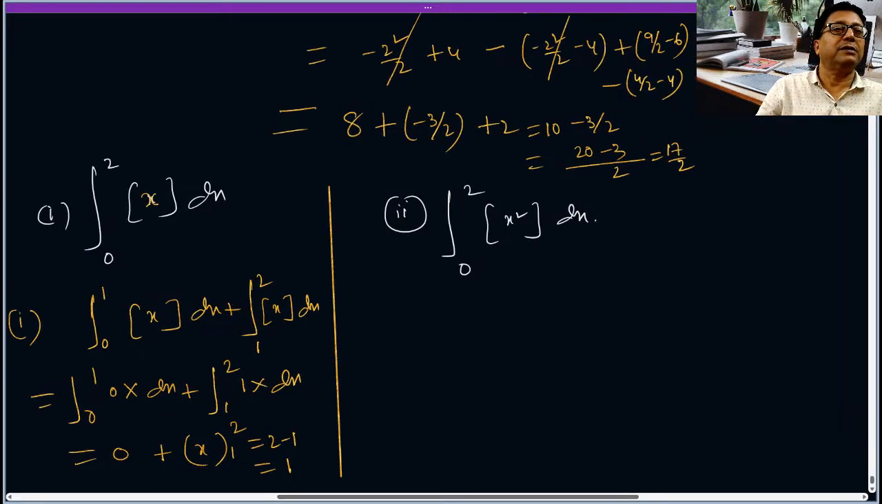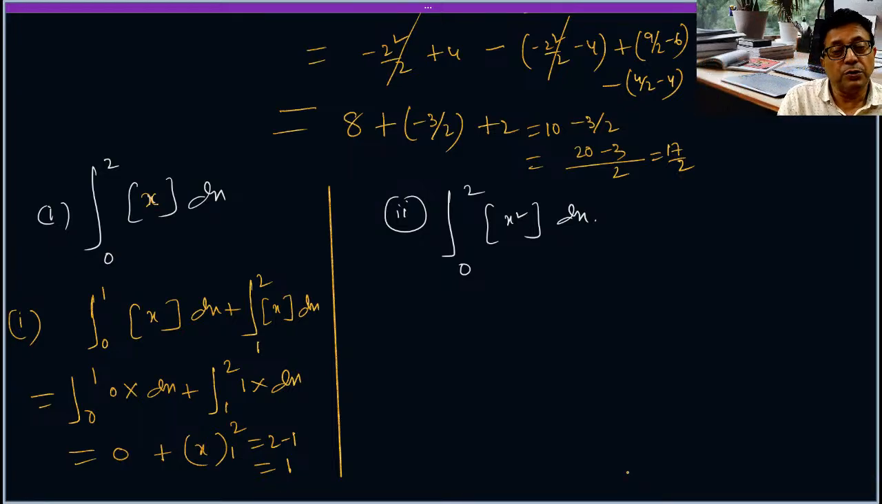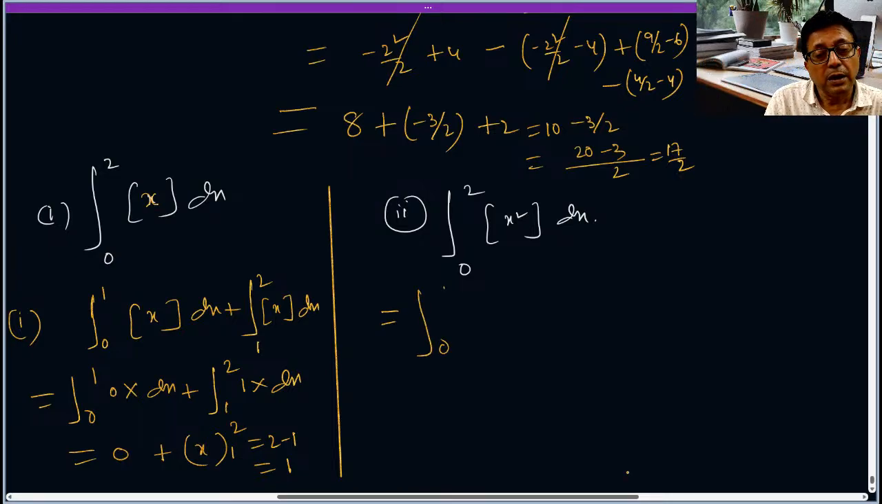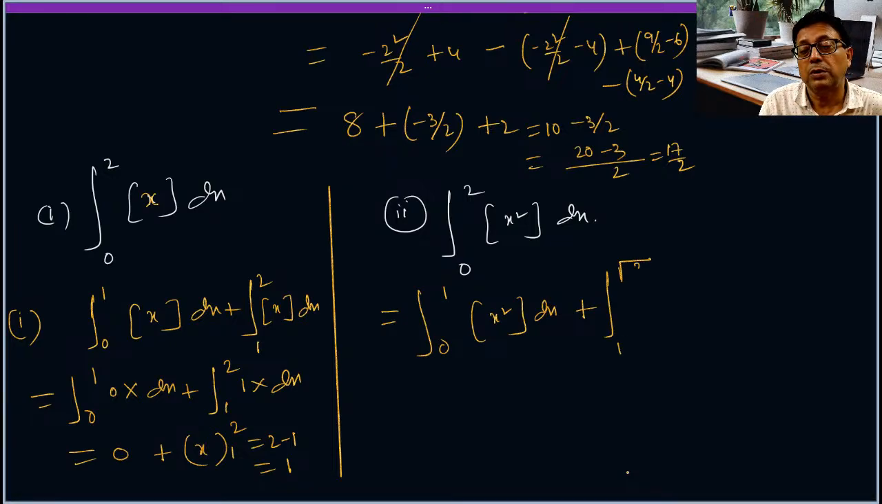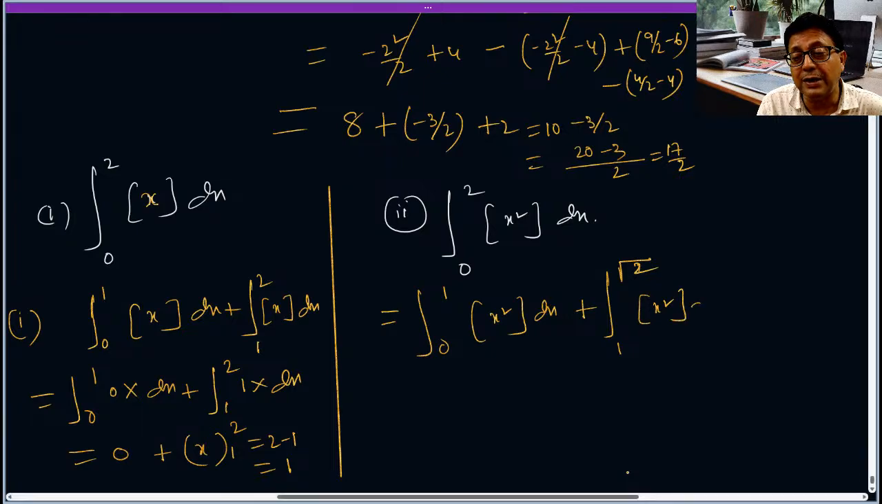Next one is a bit difficult. X squared. With the value of x, if you try, it is coming 2 square, that is 4, up to 4. So the interval should be split accordingly. 0 to 1, x squared dx, then 1 to what? 1 to root 2. Why root 2? Because root 2 square is 2 only, no? Because the function is x squared, that's why.